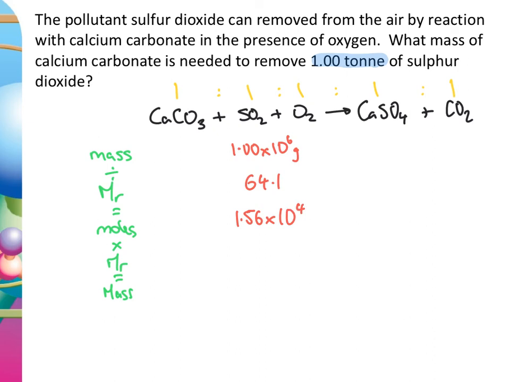Okay, and then very straightforward actual equation. In fact, this time we're trying to work out how much calcium carbonate there is, but it's still a 1-to-1 ratio, so that means our number of moles is the same. So that's 1.56 times 10 to the 4. And calcium carbonate, that was actually one of the ones that we did right at the beginning, and the MR of that is 100.1. And so that means the mass of calcium carbonate needed is 1.56 times 10 to the 6 grams, or 1.56 tonnes.